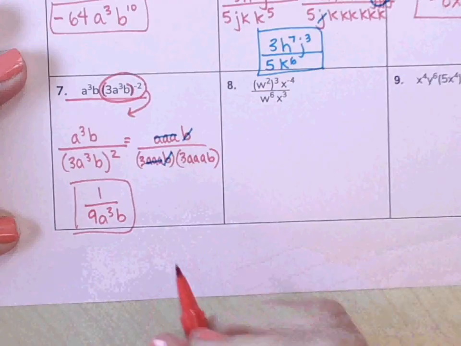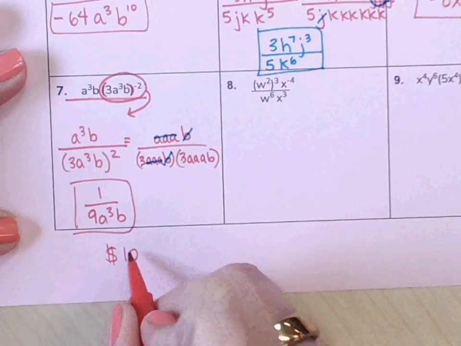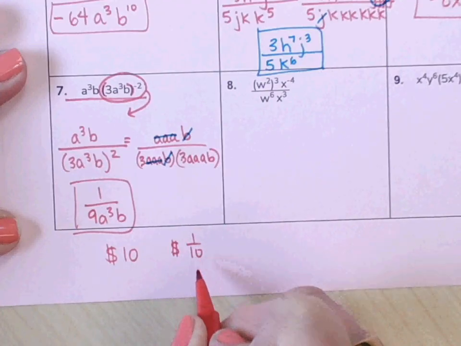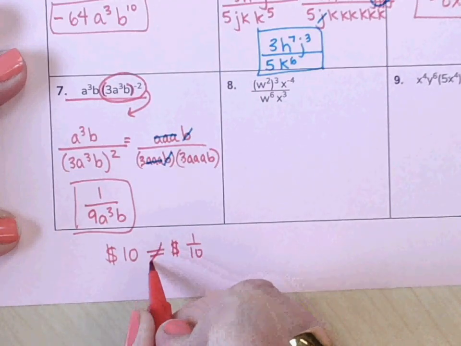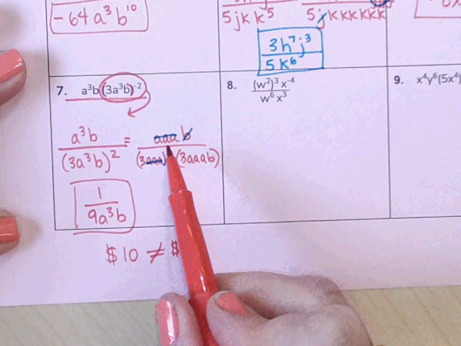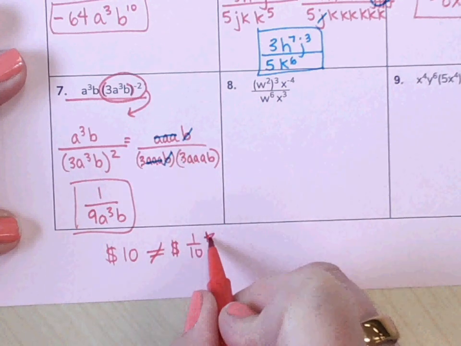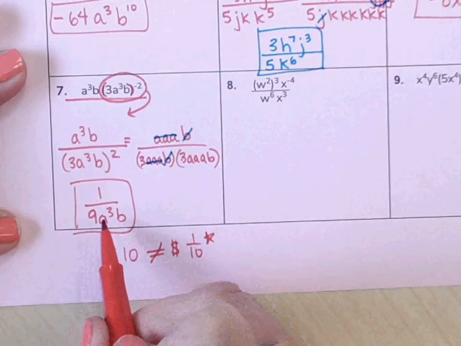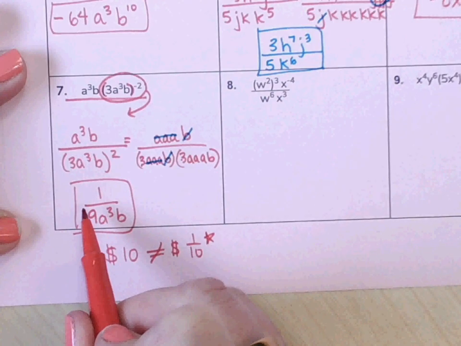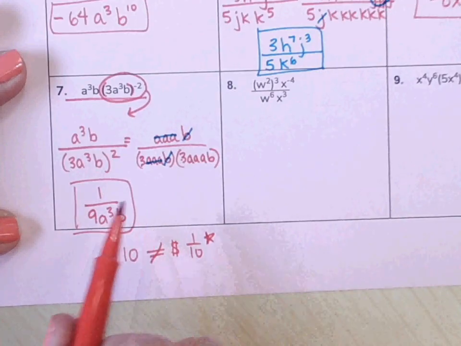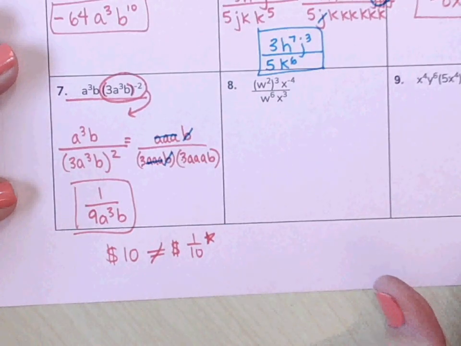But here's the thing. If I said I had $10, is that the same thing as having 1/10 of a dollar? It is not equal. So when we divide everything out and the answer's left on the bottom, then this is what we're dealing with, and we can't just magically get rid of the 1 in the fraction bar. It has to stay on the bottom, otherwise we've changed its value.